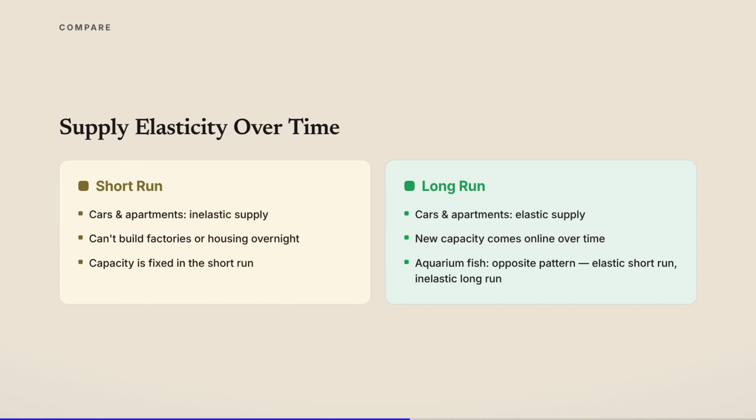Aquarium fish tell the opposite story. When a species becomes popular, breeders can quickly increase supply in the short run. But if the fish becomes endangered, long-run supply becomes inelastic because you cannot breed more of a protected species.